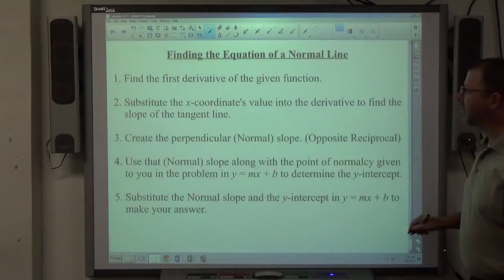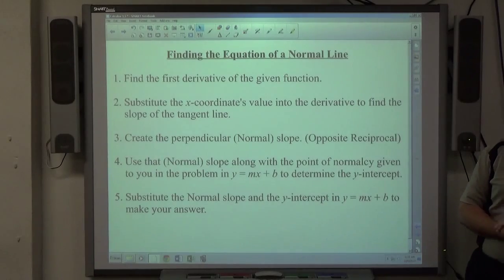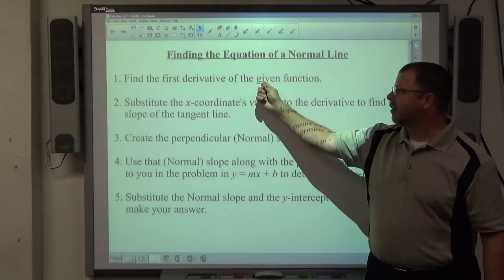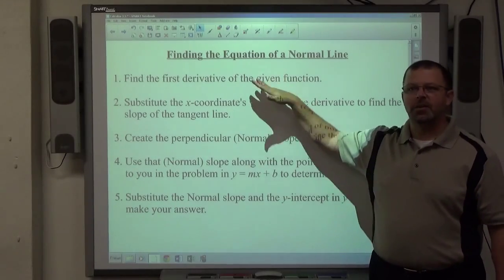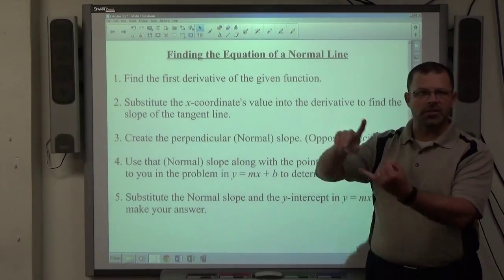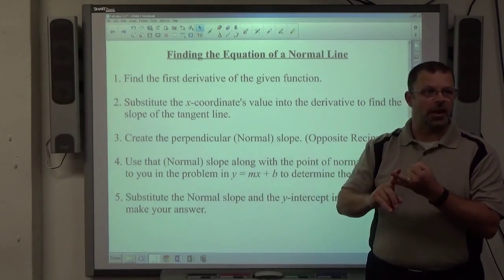All right, going back here, how do we find slope? And again, I want to find the equation of the line. How do I find slope? I find the first derivative of the given function and substitute the x-coordinate's value into the derivative to find the slope of the tangent line. Steps 1 and 2 are exactly the same. So whether it says tangent line or normal line, find the derivative, find the slope of the tangent line.